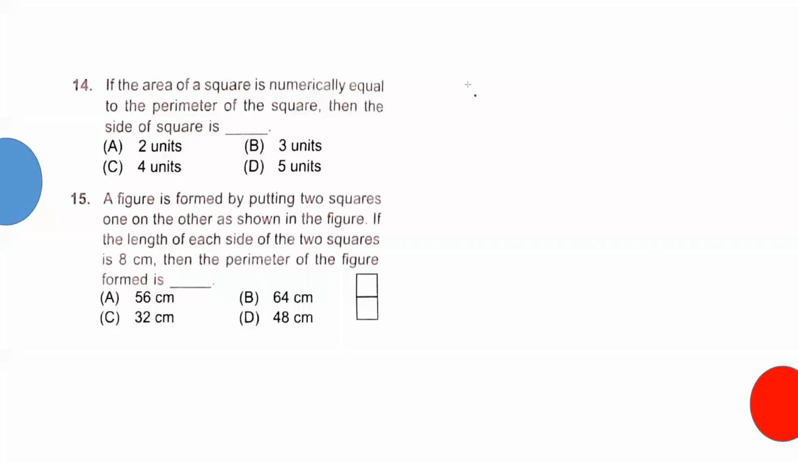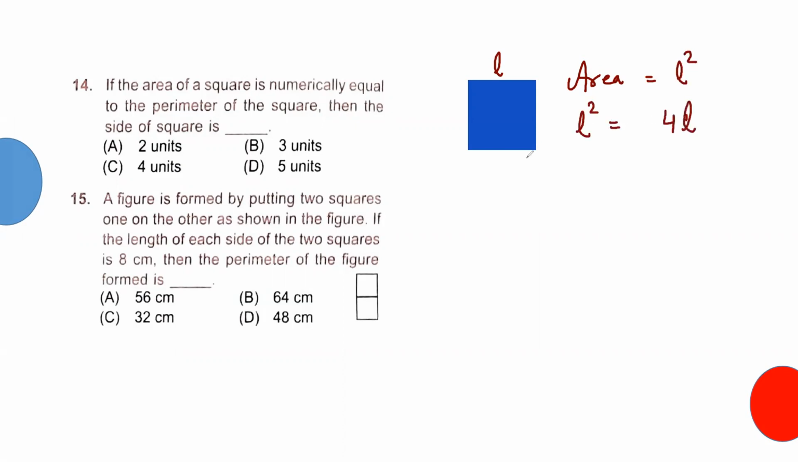So here they are saying they have a square. Now they are saying the area of a square is numerically equal to the perimeter of the square. Suppose the side is L. So the area of the square is L squared. And the perimeter is 4L, because here we have L. Since they are numerically equal, L squared equals 4L, so the length of the square is 4 units. Very easy. Just fix it like this.